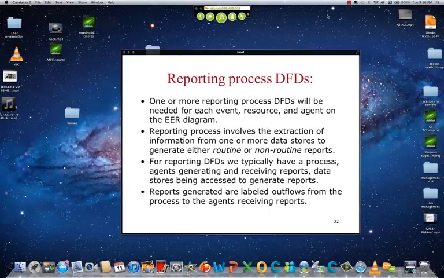Finally, reporting process DFD. So reporting are those DFDs where basically you think of which reports your system should generate, and you model them. Okay. So how do we do this, right? So you have reports. There may be all kinds of reports. There may be standard reports and non-standard reports, right? But how do you create a DFD? So again, ideally for each entity, what is an entity? Again, an entity is a resource, event, or agent. You create at least one DFD. Okay.